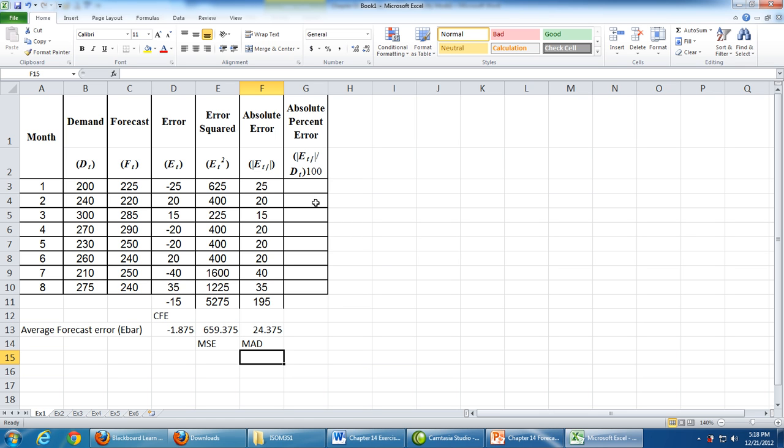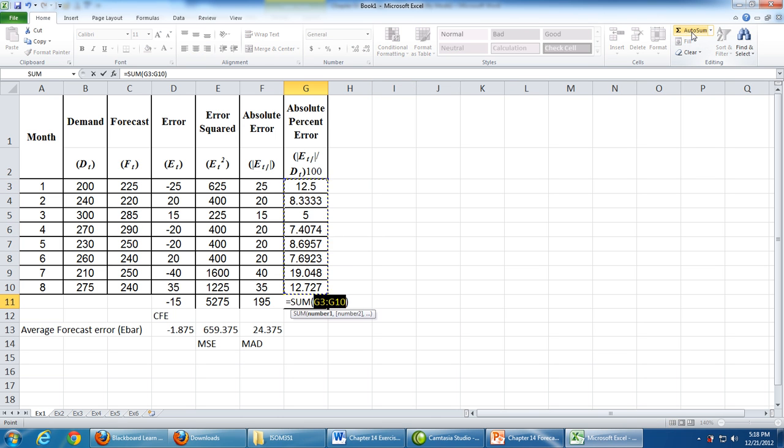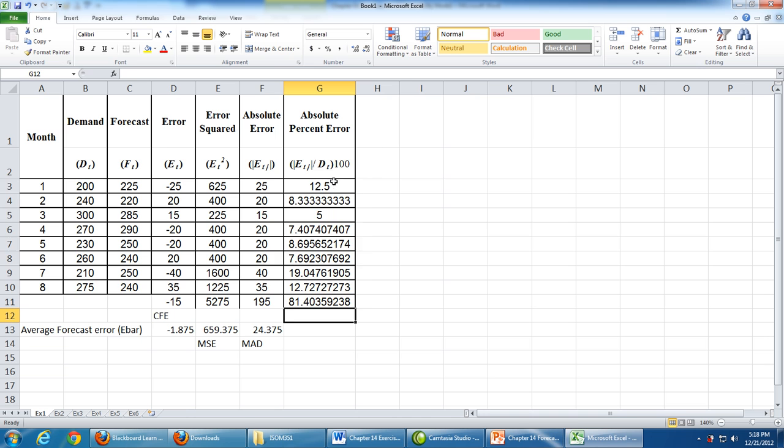Last, we take the absolute value divided by demand DT times 100. We call that absolute percent error. So each of them represents a percent error. We add them up to become the total sum of error percent.